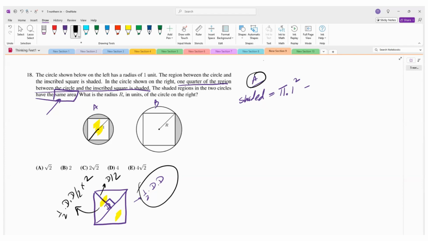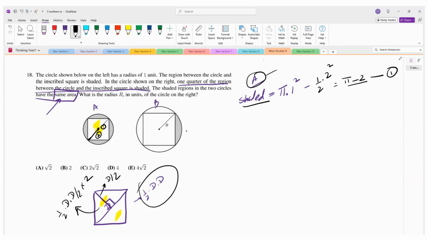So the area of this shaded region in my picture A is pi times 1 squared minus, and keep in mind that my diagonal is 2 units long, not 1. That's another common mistake, where we mistake the radius for the diameter or the diagonal. The diagonal has length 2 units, not 1 unit, right? So the area of the square is half times 2 squared. If I simplify, this becomes pi minus 2. Let's call that expression 1. So the shaded area of A is pi minus 2.